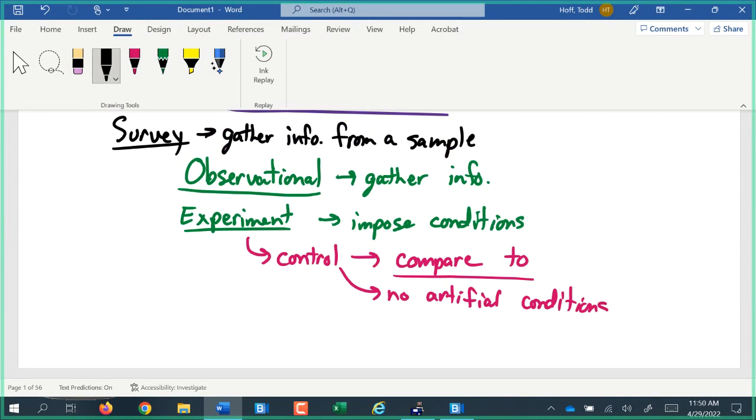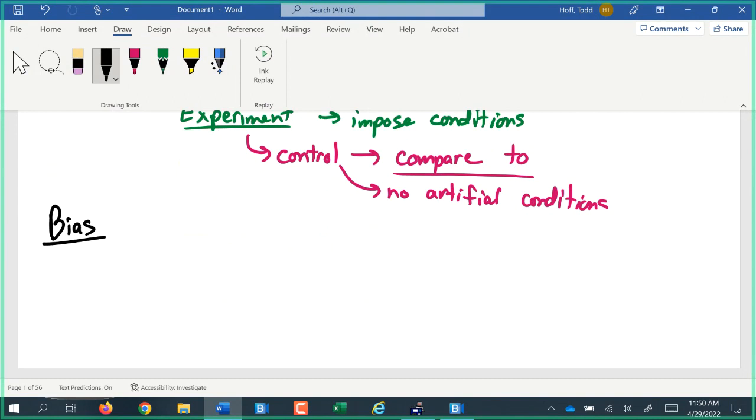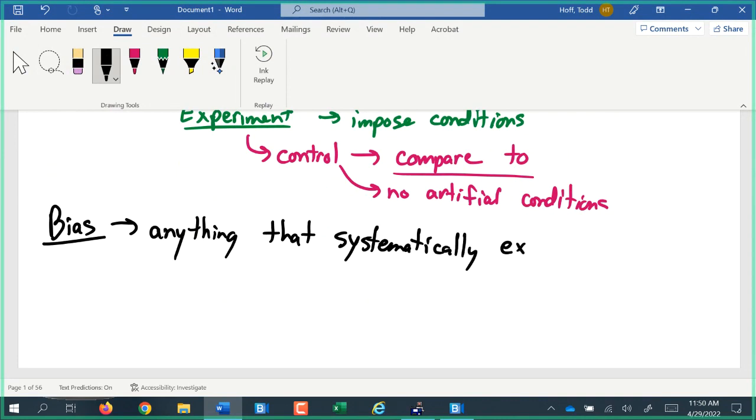As we're looking at these things, an important thing to worry about is bias. This is where I said we need to understand things that make statistics inaccurate. Bias is one of the biggest things. Adjusting how we report them is the second biggest one. Bias is anything that systematically excludes part of the population.